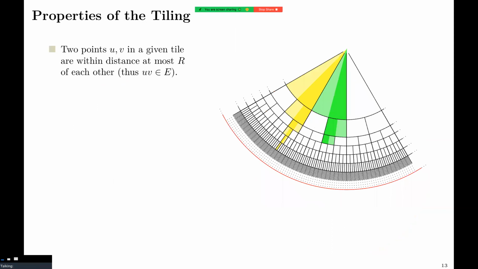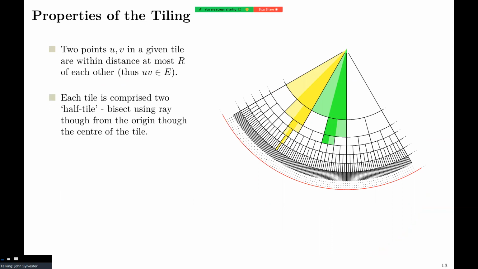So what are the properties? If you have two points in the same tile, they are at distance about r, thus connected. And we think of each tile as being composed of two half tiles. So if you send a ray from the center of the disk to the periphery, and it cuts the tile in half, those are your two halves.